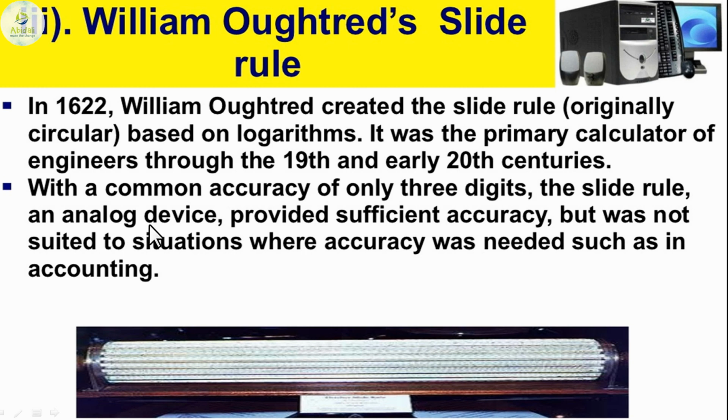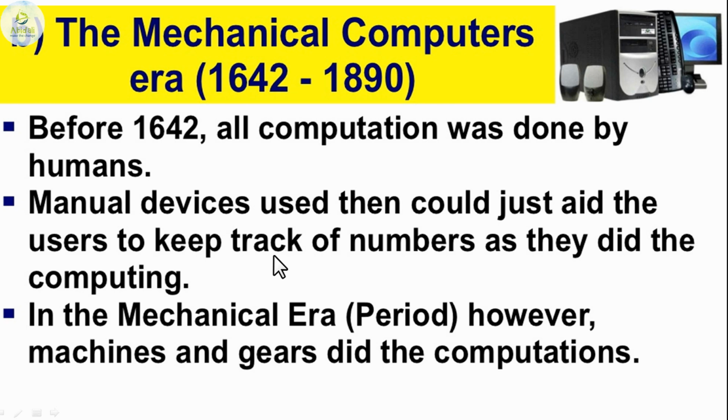So it is an analog device which provides sufficient accuracy but was not suited to situations where high accuracy was needed, such as accounting purposes. Basically you can find the logarithm. It was not the most successful device, but still it worked out.